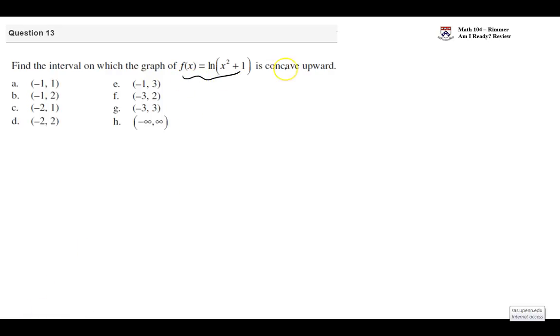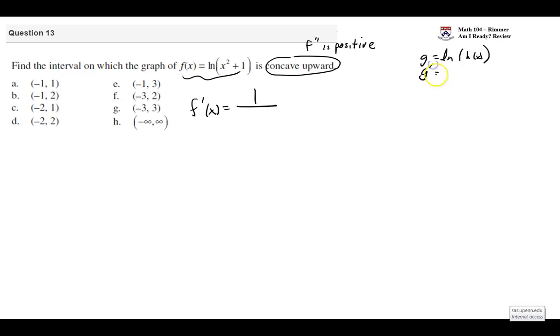Okay, this next function, talking about concavity, that's about the second derivative. Concave upward means the second derivative is positive. Well, the first derivative, we've seen this in the previous video. If you have a function that is the ln of another function, when you take the derivative of it, you do 1 over that function times the derivative of that function. So 1 over x squared plus 1 times the derivative of x squared plus 1, simplified to be 2x over x squared plus 1.